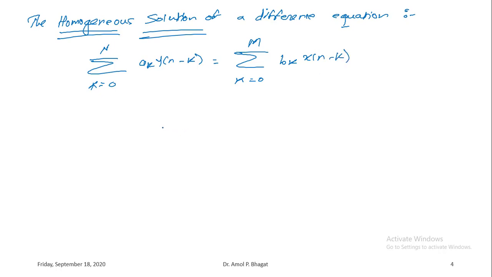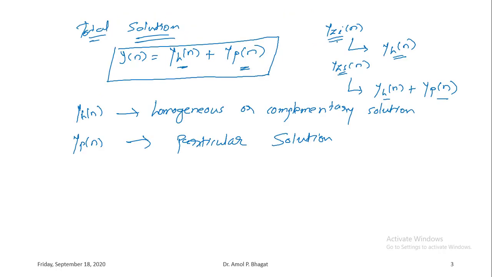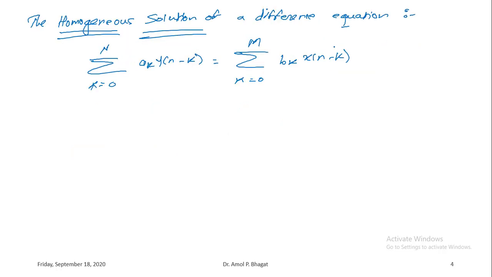So to get the homogeneous solution, we assume that input x of n is equals to 0, because from homogeneous solution we are identifying zero input response. In the previous session we saw that to identify the zero input response, you consider input x of n is equals to 0. So homogeneous solution is identified by assuming that the input x of n is equals to 0.